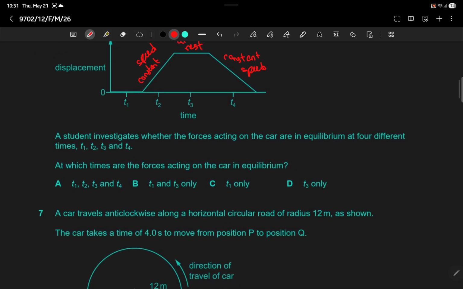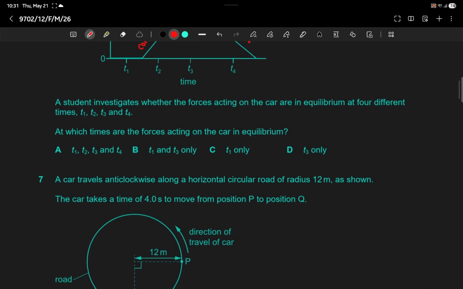negative direction. So a student investigates whether the forces acting on the car are in equilibrium at 4 times, t1, t2, t3, and t4. At which times are the forces acting on the car in equilibrium?